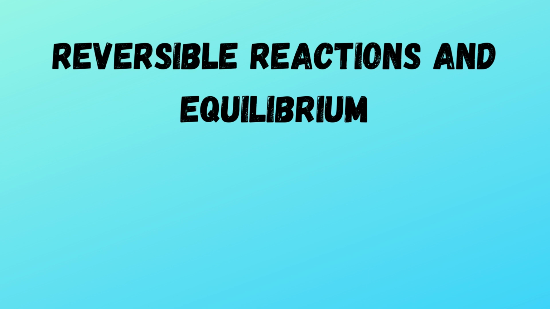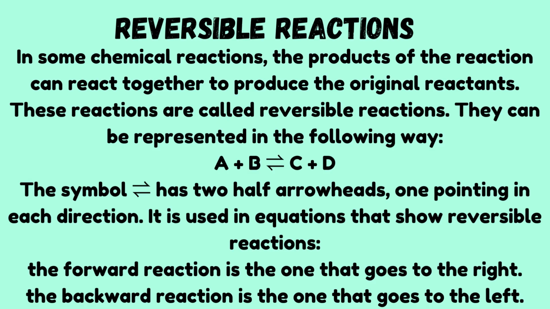Today I would like to share with you some of the reversible reactions and equilibrium. What are reversible reactions? In some chemical reactions, the products of the reaction can react together to produce the original reactants. These reactions are called reversible reactions and can be represented in the following way.